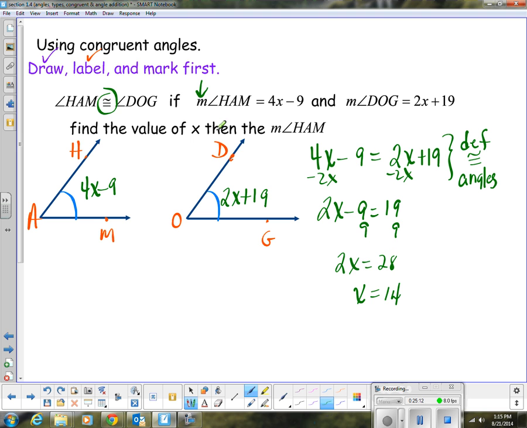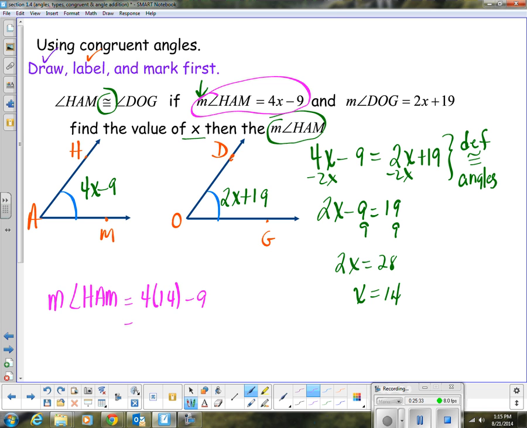But did I ask you for x? I guess I did, but I did not say stop there. I need the measure of HAM. So the measure of angle HAM is going to be 4 times 14 minus 9. Now, where did I get that? Right there. That's what HAM is. So if I multiply 4 times 14, I have 56 minus 9. So the measure of HAM is going to be 47 degrees.